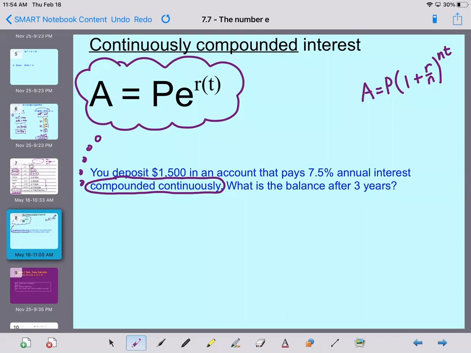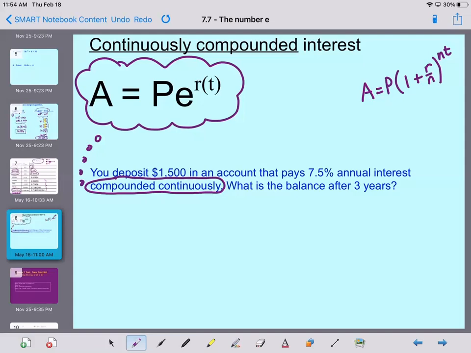I had a question only a few times in the 13 years. Someone said, what goes in for E? What do I substitute in for E? What does E stand for? E is the number 2.718. You're going to use the E button on your calculator. Do not put 2.718 into your calculator.